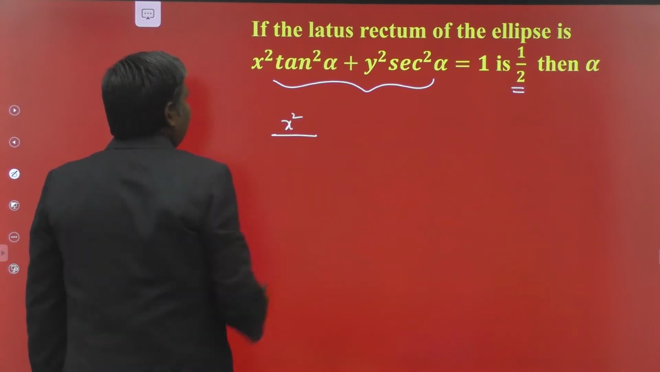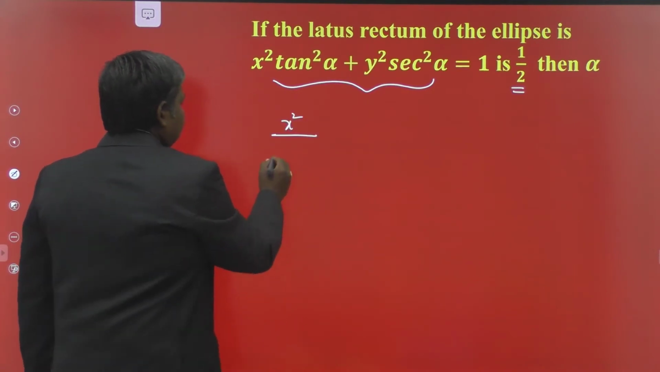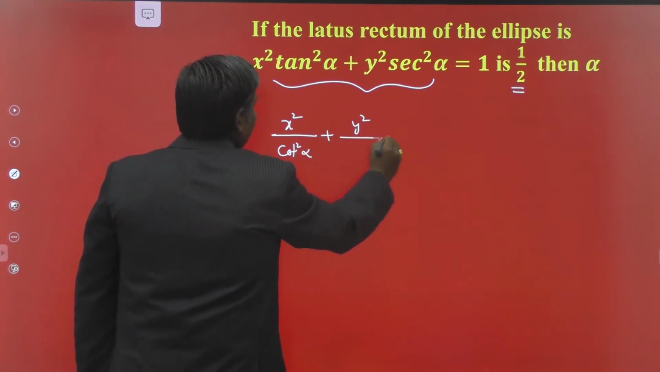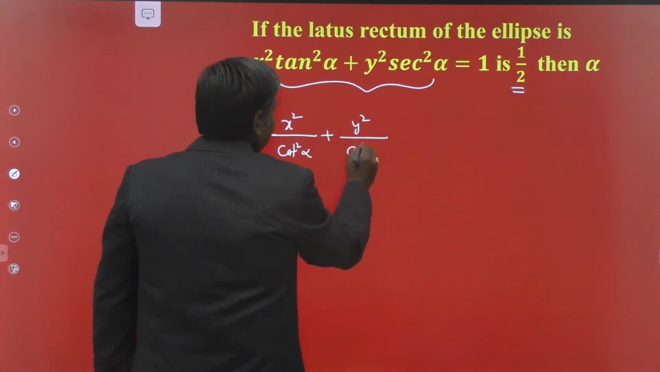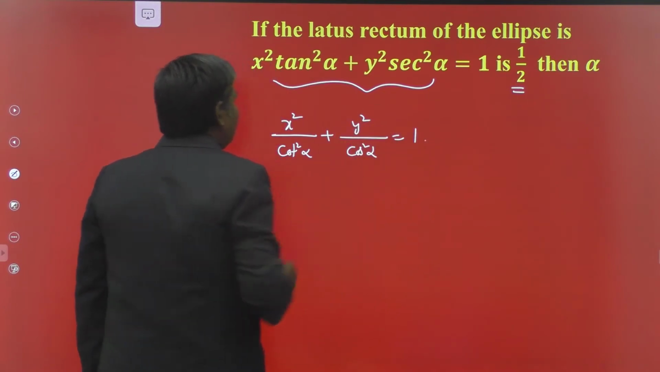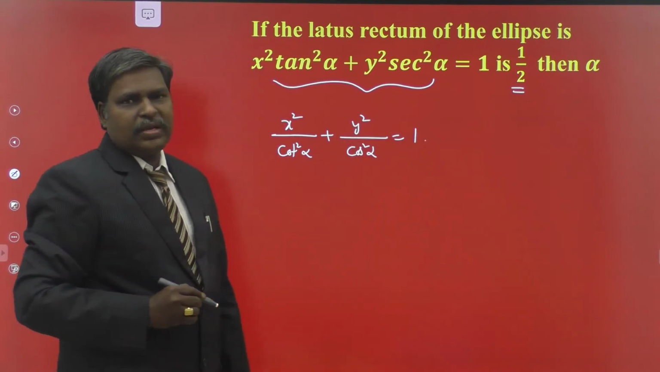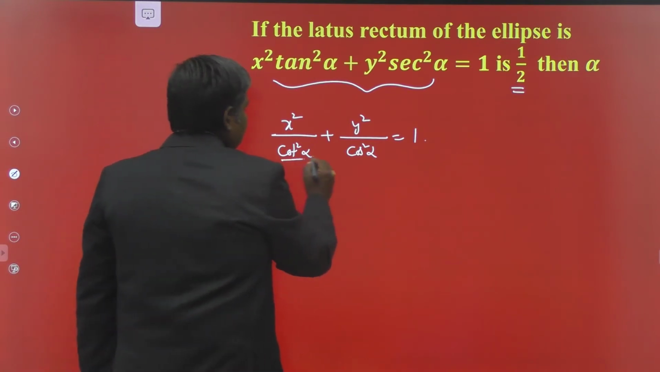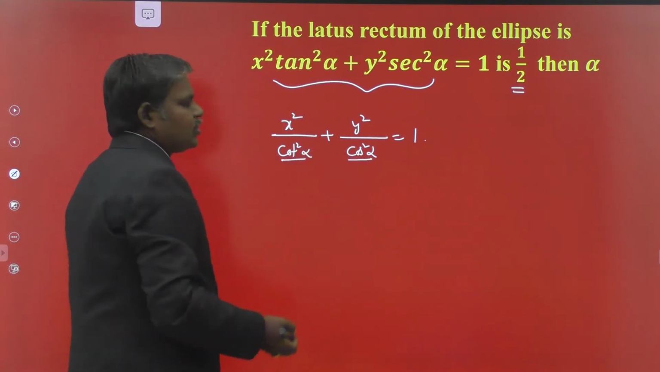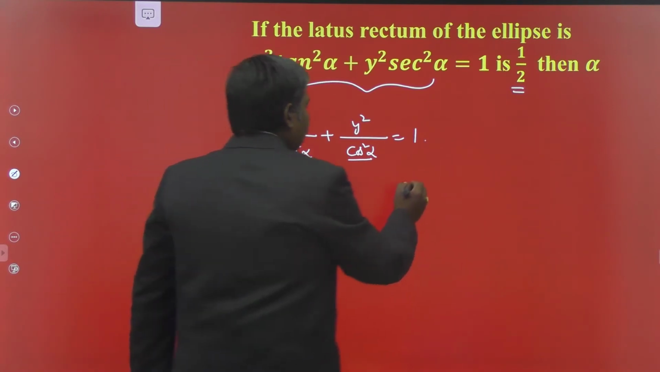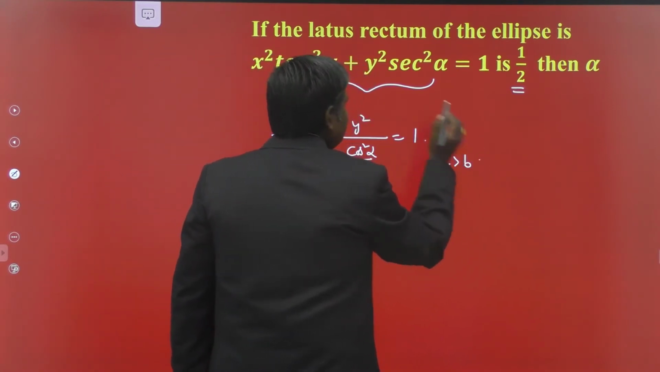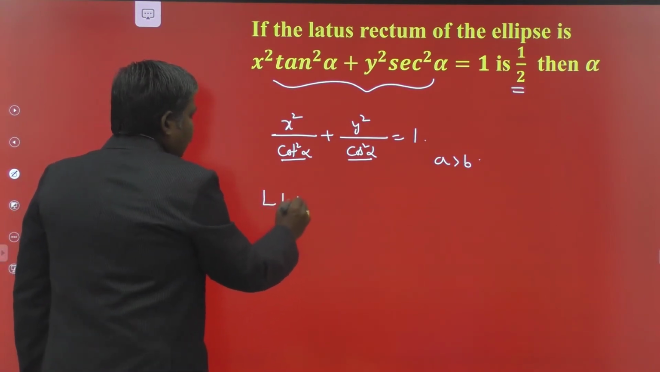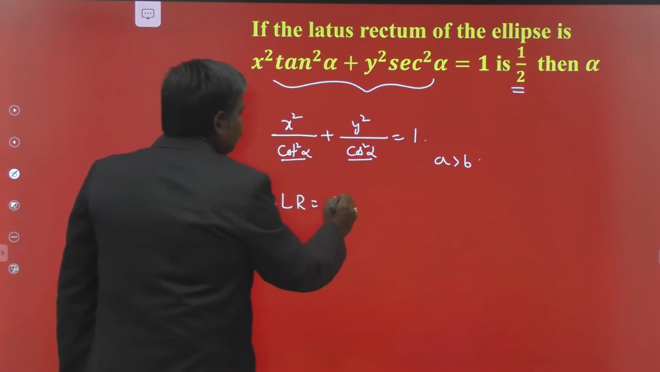This is nothing but x square by cot square alpha plus y square by cos square alpha is equal to 1. It is in the x square by a square plus y square by b square equal to 1 form. Which one is more, my dears? Cot square alpha is always more than cos square alpha. So we take it as the a greater than b case. What is the length of the latus rectum? Length of the latus rectum is equal to 2b square by a.